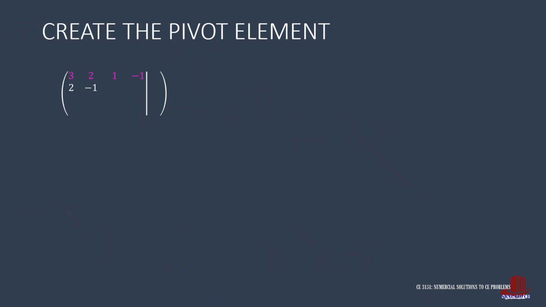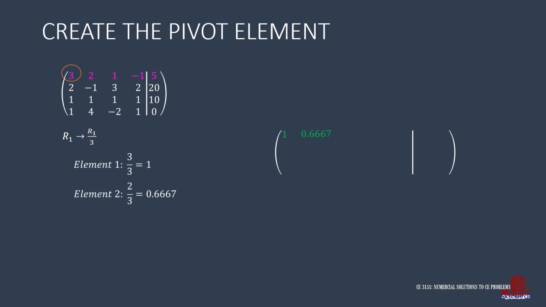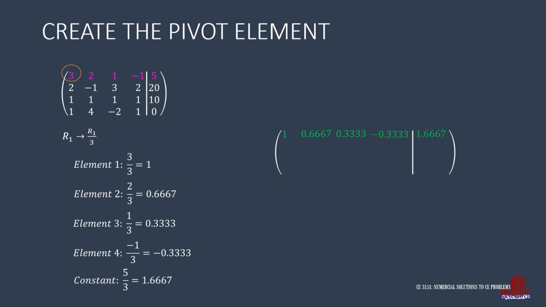Before eliminating elements, the pivot element should be equal to 1, which would entail that we divide the first row by 3. By doing that, we have the first element now as 3 over 3, or 1. Next is 2 over 3, or 0.6667. The third element also becomes 1/3, and the fourth is negative 1/3. The element under the constant becomes 5/3, or 1.6667.